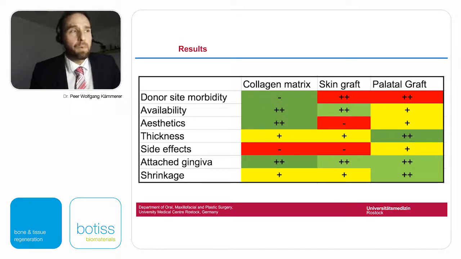So attached gingiva was seen in all cases. It's possible to gain attached gingiva in all cases of at least 2 millimeters. The best result was to be seen with palatal grafts when you're looking at the height. And the shrinkage also was the least when using palatal graft, followed by the skin graft and then the collagen matrix.